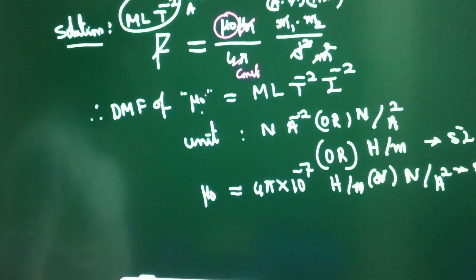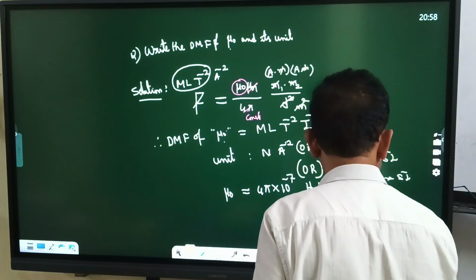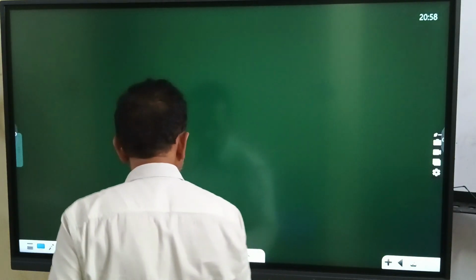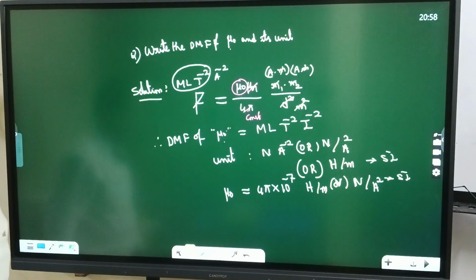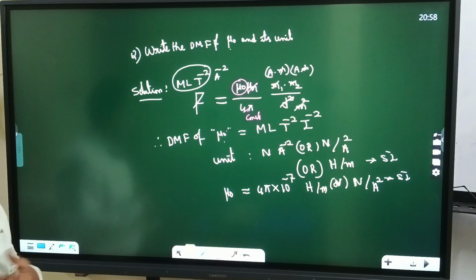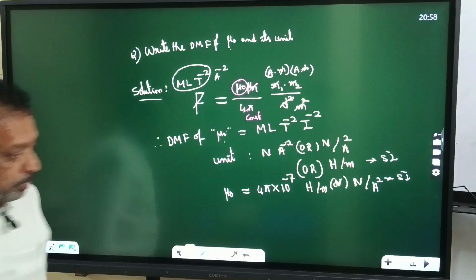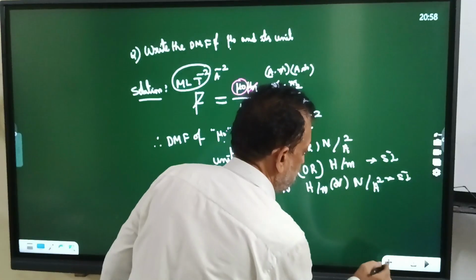This is mu naught. Up to here, complete, right? Yes, sir. Completed. Okay. Now go to the next. Similarly, can you do the next question yourself?